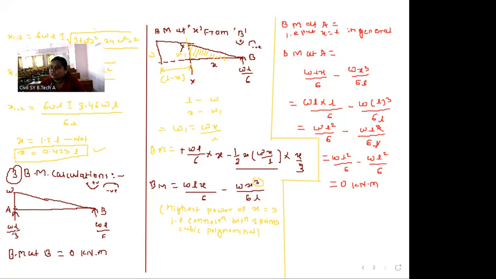So bending moment at A is equal to 0, bending moment at B is equal to 0. Now we have to find out maximum bending moment. For finding out maximum bending moment, one relation is there. Anyone please? What is the relation? Which relation will we use for finding out maximum bending moment? Where is maximum bending moment occurring? At which point? Yes, anyone? कुठल्या पॉइंटला बेंडिंग मोमेंट मॅक्सिमम असते?